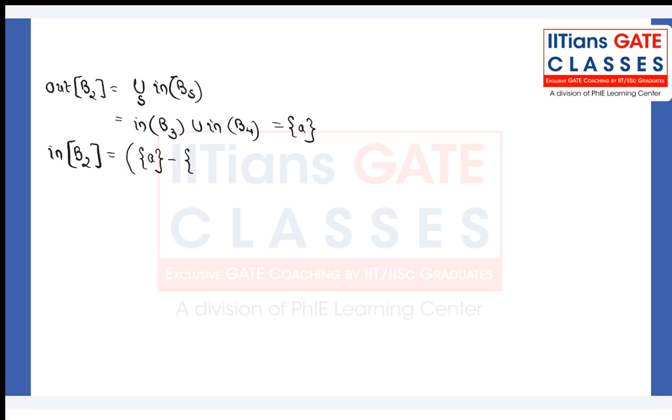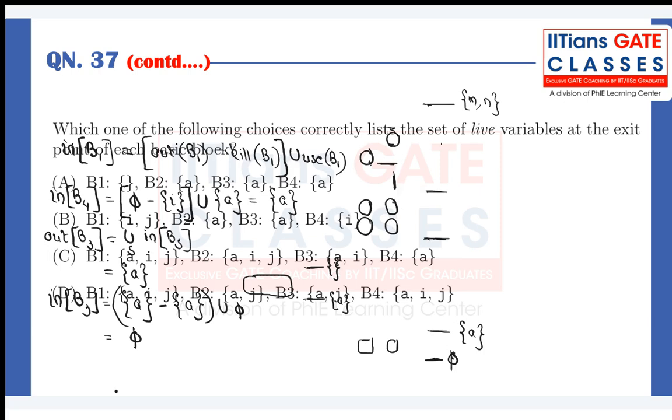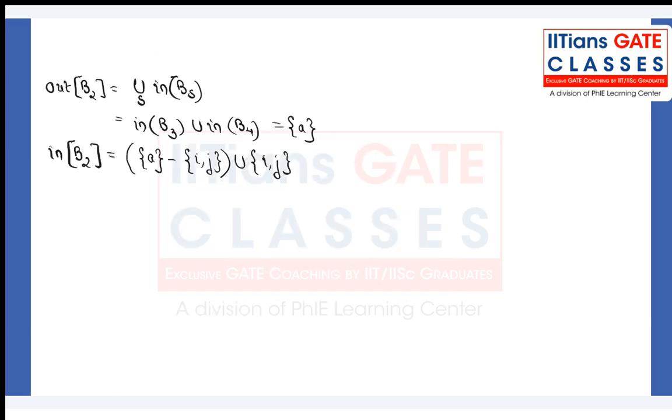If you look carefully, you have killed I and J, union whatever you have used in B2, that is also I and J. Now what is this? This I you are redefining, this J you are redefining, so these are part of your kill sets. Now, to redefine this I, you are using the previous value of I. To redefine J, you are using the previous value of J. That's why I and J you are also using. So this will be nothing but A, I, J.